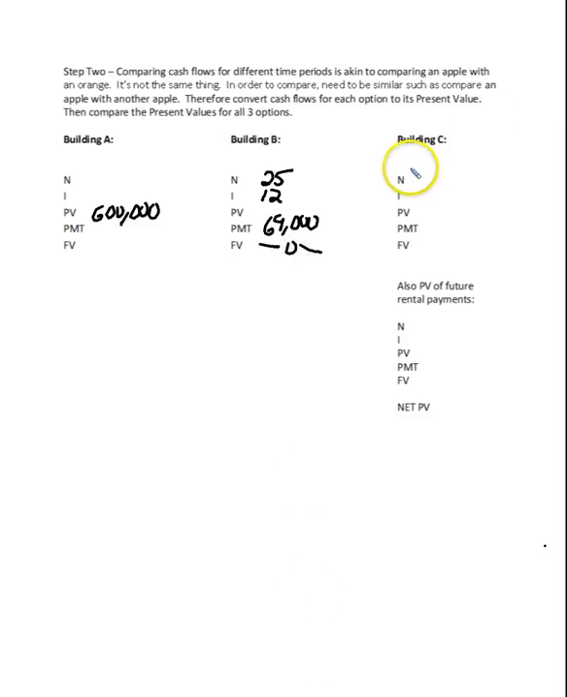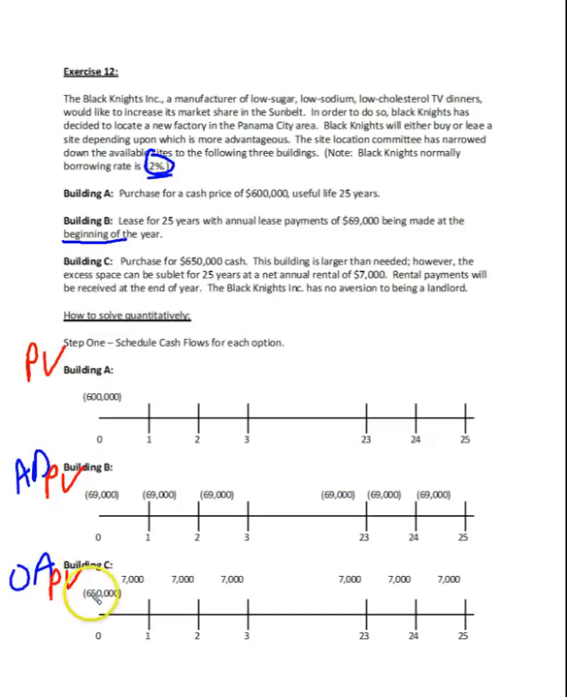And then for building C, we actually have a couple of things going on. We have the $650,000 payment, so that's one present value. And again, let's go back and take a peek at this. We already have one present value. Now we need to solve for the present value of an ordinary annuity, and then we can add those together to get our combined present value.